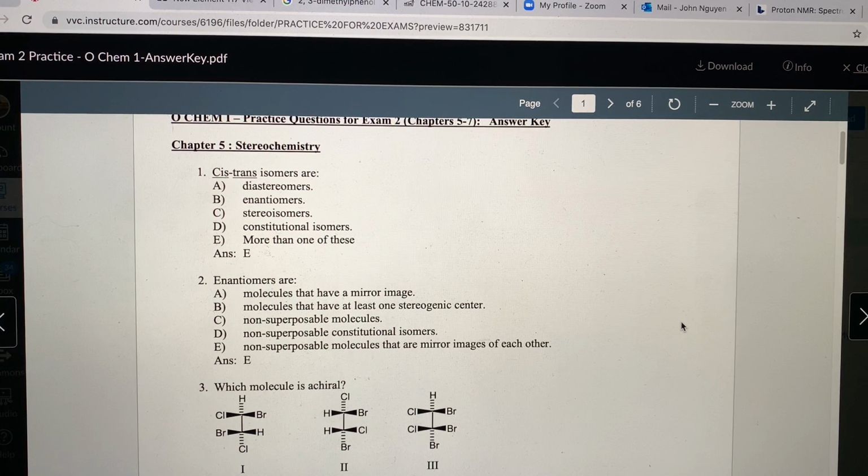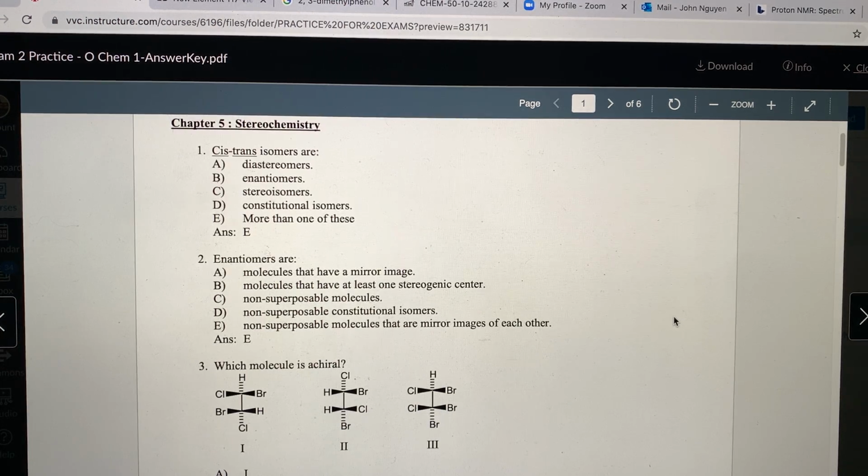Molecules are the same way. When you have a molecule and you build the mirror image of that, and if they're not the same, then they make up a pair of enantiomers, and each of them is called a chiral molecule. So that's the definition: enantiomers are non-superimposable molecules that are mirror images of each other.